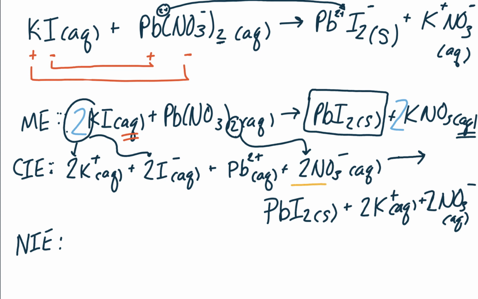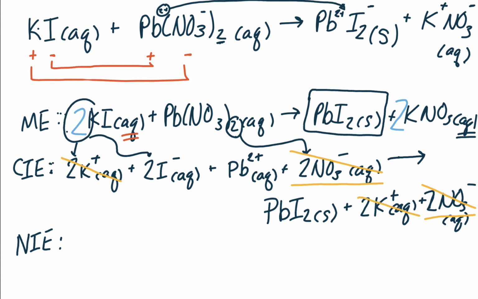For example, this nitrate right here, we have 2 nitrate ions in the aqueous state on both sides of the equation. So this is a spectator ion because it looks exactly the same on both sides. Can you find another spectator ion? So the potassium is the other spectator ion because it looks exactly the same on both sides.